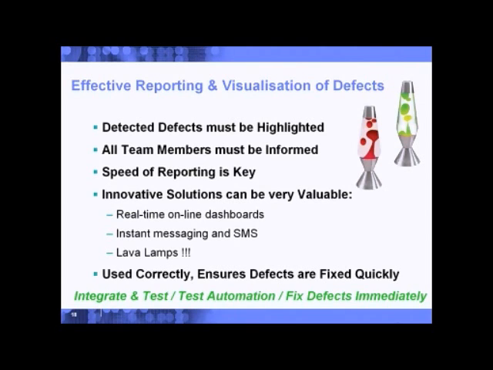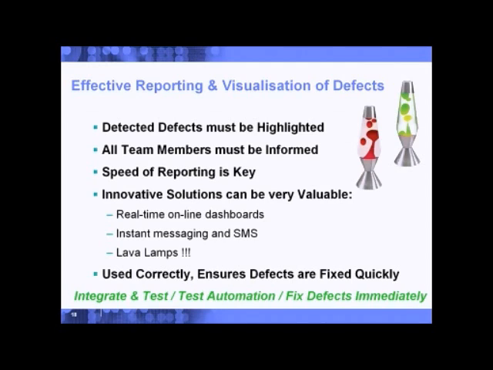So, if we've done our testing and we've found the defects, and we've spent a lot of time, effort, and money doing so, we better make sure we have an effective way of making people in the team aware there's a defect. We must highlight those defects to the right people, to the right stakeholders, as quickly as possible. We certainly don't want to have late discovery of defects. So, innovative, clever, ingenious solutions are going to be very valuable here.